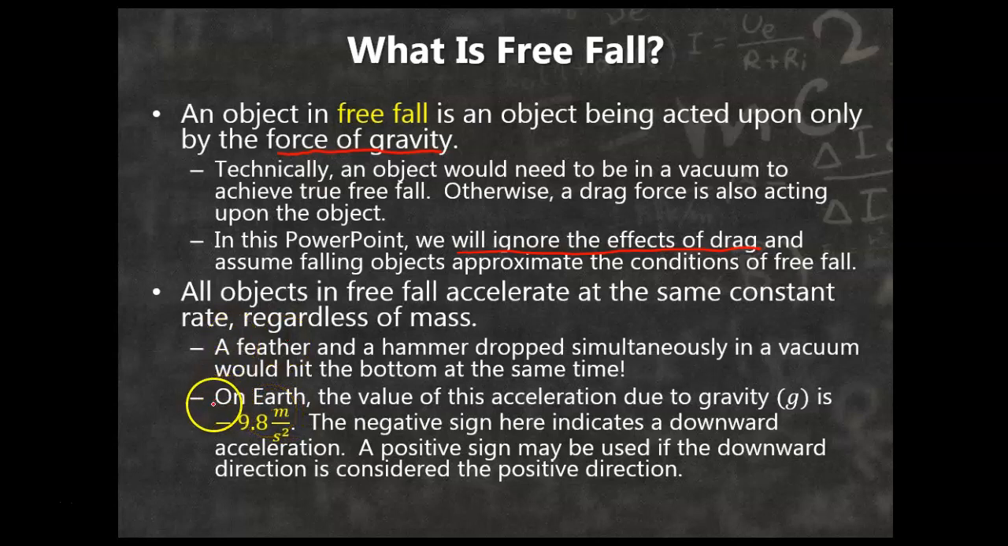Each planet has its own value of acceleration. Earth is what we're going to be focused on. On Earth, objects speed up by 9.8 meters per second of speed change each second in the downward direction. The negative sign simply indicates downward direction.